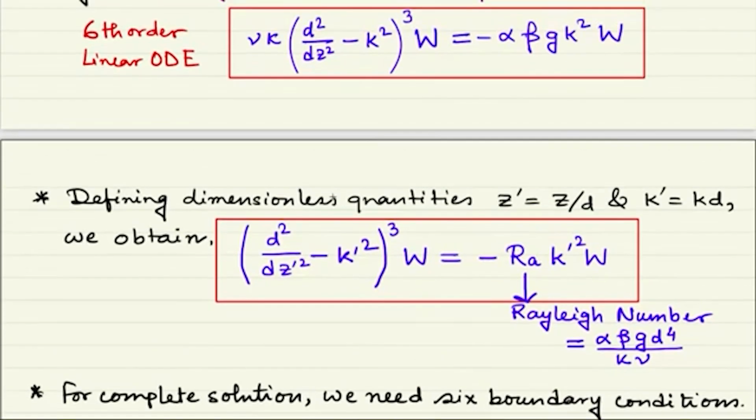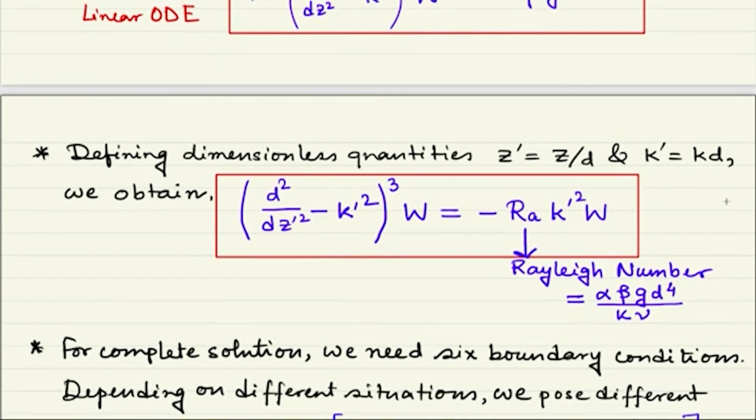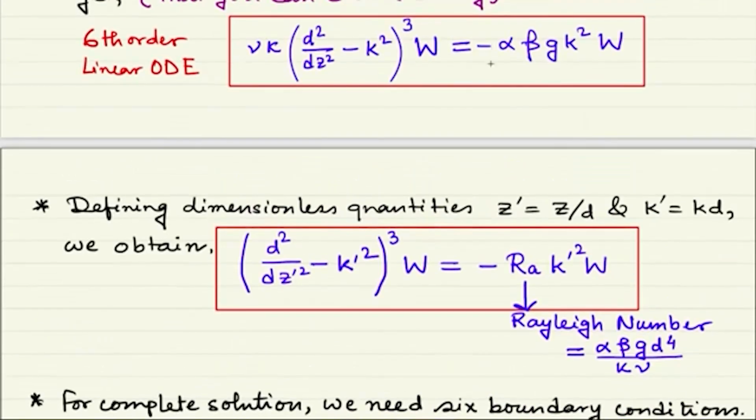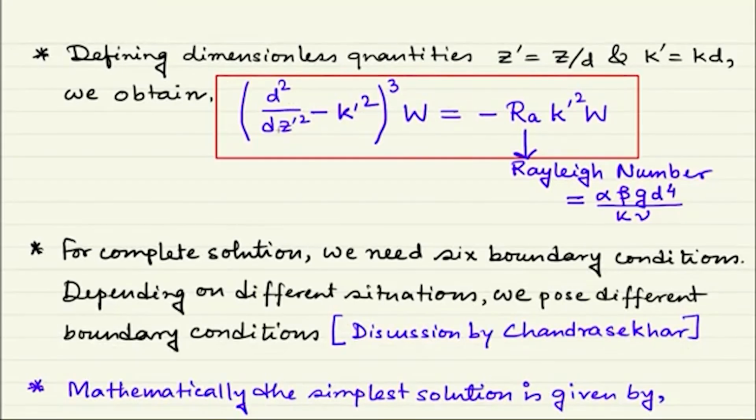Now if we define dimensionless quantities z prime, which is z by d, and k prime equal to k times d, one a dimensionless height and one a dimensionless horizontal wave number, where d is the characteristic length scale for our system because it is the vertical size of the container, we can finally write the whole equation simply as d2/dz prime squared minus k prime squared, whole cube, times W equal to minus Ra, a dimensionless number, times k prime squared W.